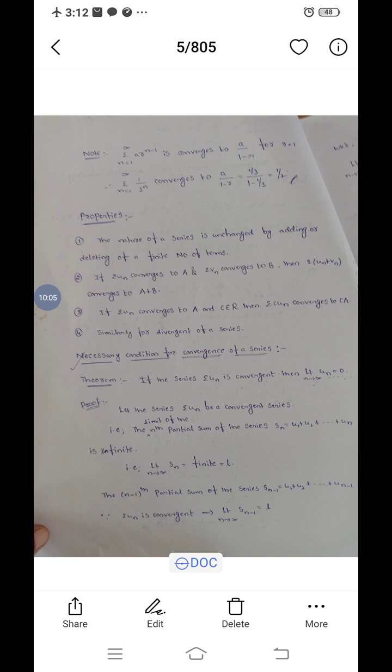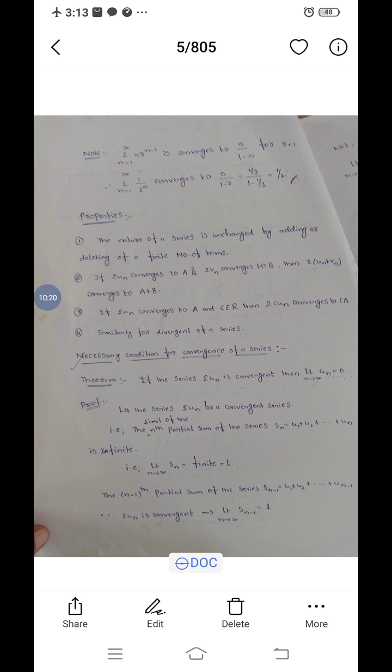Okay, next, the necessary condition for the convergence of a series. So let us see the theorem statement: if the series summation Un is convergent, then limit n tends to infinity Un is equal to 0.